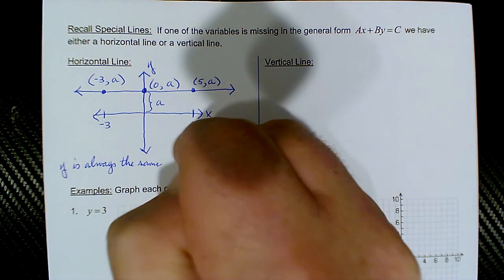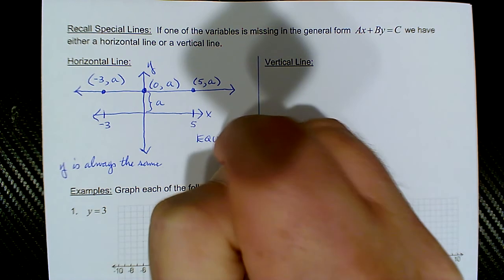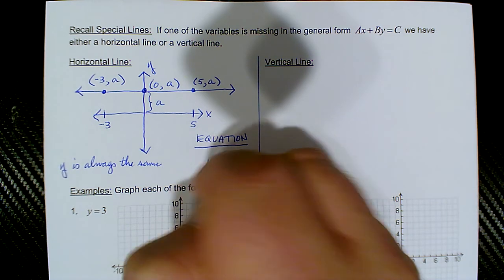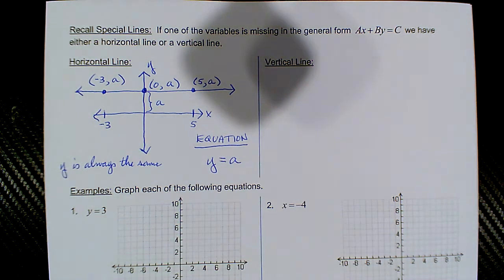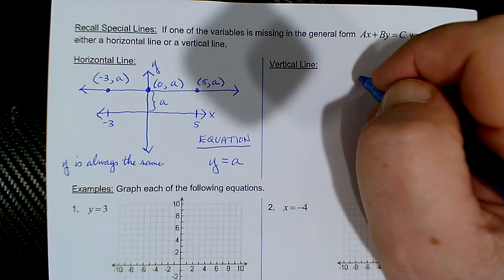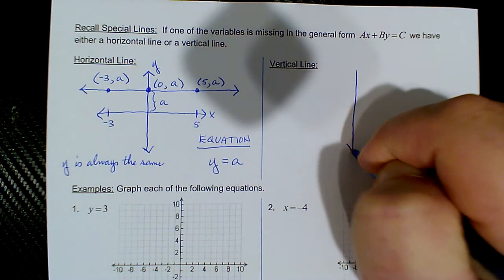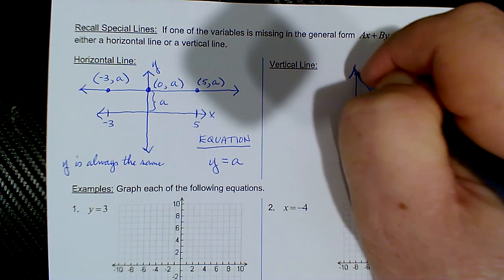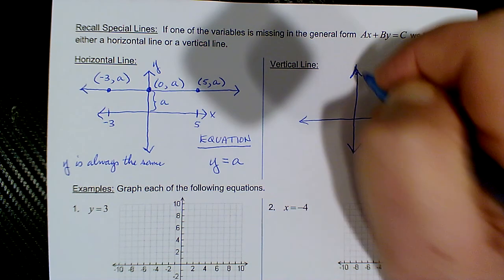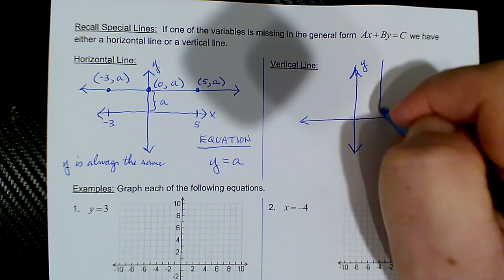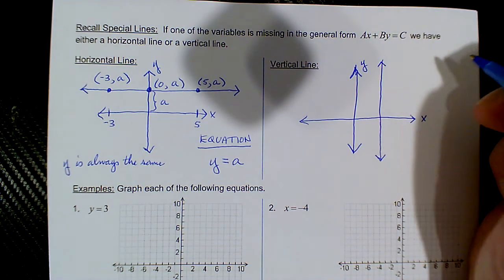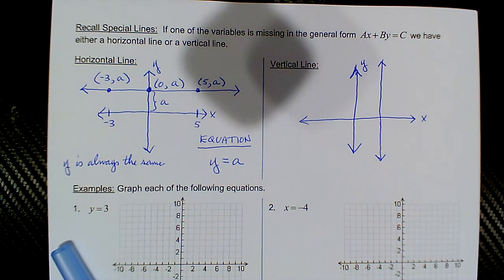So the equation for this horizontal line is y equaling whatever that value of a is. And we could similarly argue the vertical line. If you draw a line, first draw the Cartesian system, draw a line that's vertical, oh, and I'm going to leave it at that.